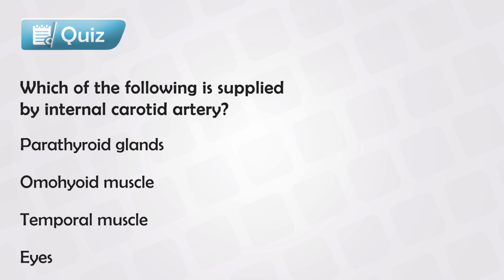And here's a small quiz. Which of the following is supplied by the internal carotid artery? This is actually very tricky, especially for exams. The internal carotid artery does not supply anything in the neck at all. It supplies only the skull organs, starting with the ophthalmic artery, as soon as it enters the skull.